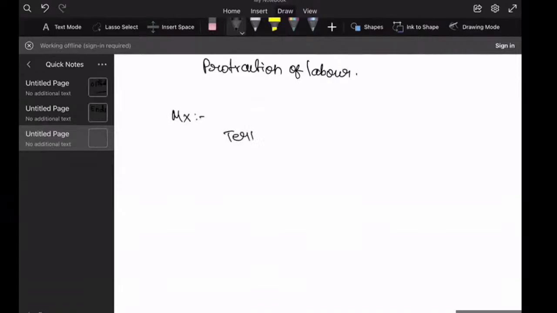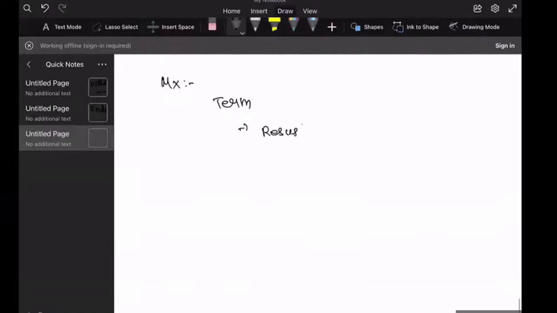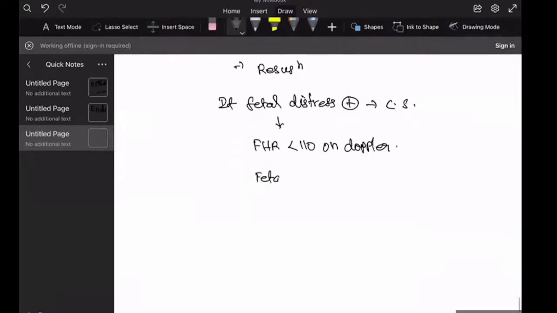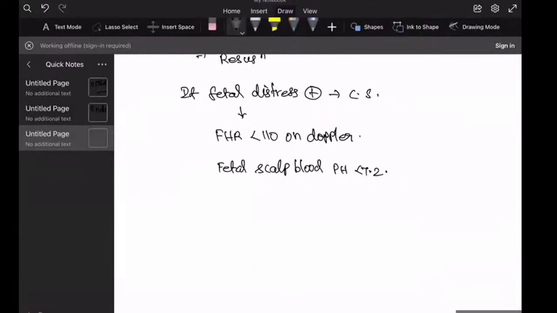Management, if the baby is at term: resuscitation, and if fetal distress is present, go for C-section. Fetal distress is a fetal heart rate less than 110 on Doppler ultrasound. If the fetal scalp blood pH is less than 7.2, it means the fetus is in distress and we should save the baby by cesarean section.